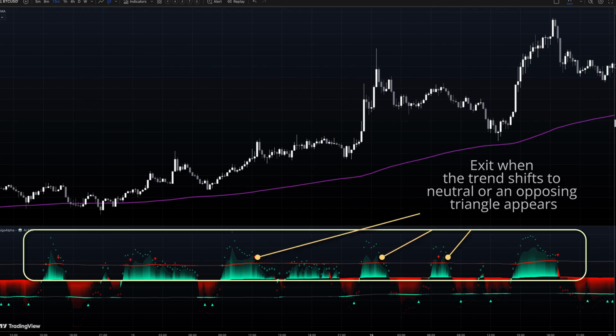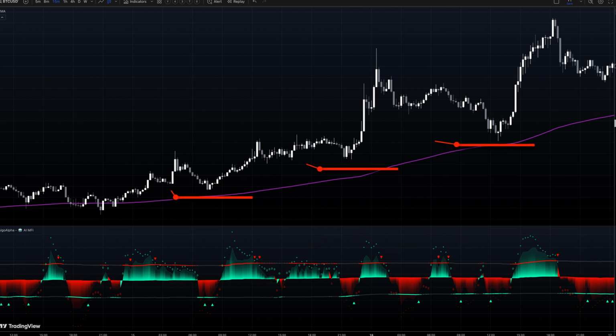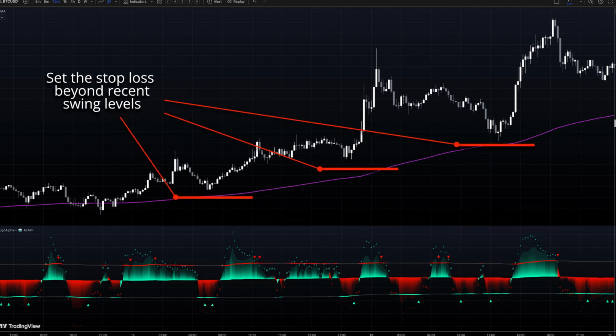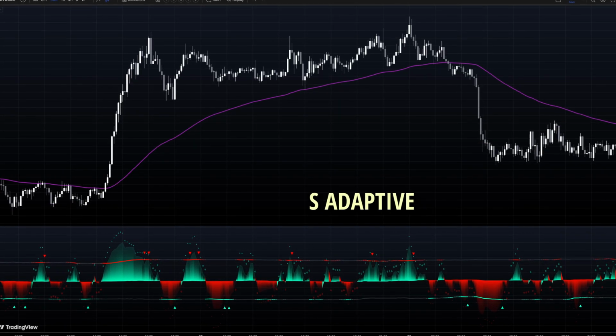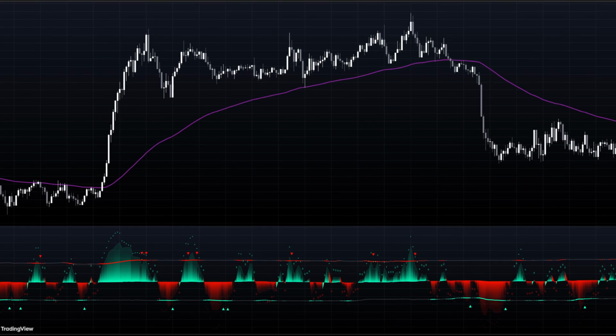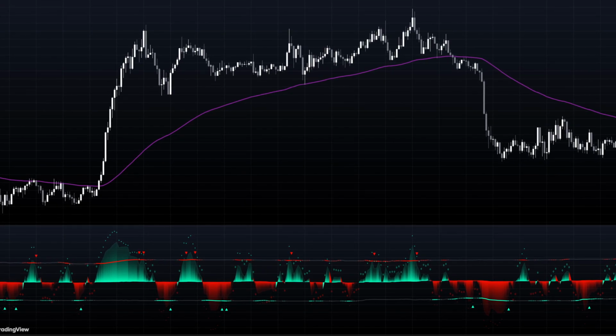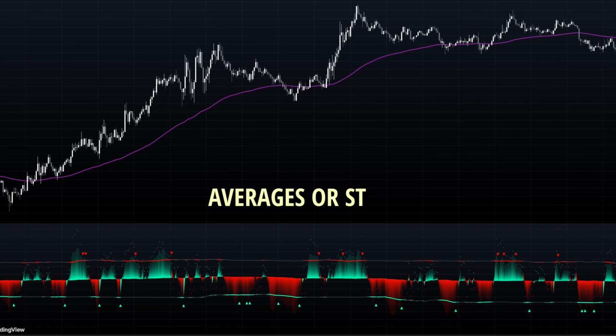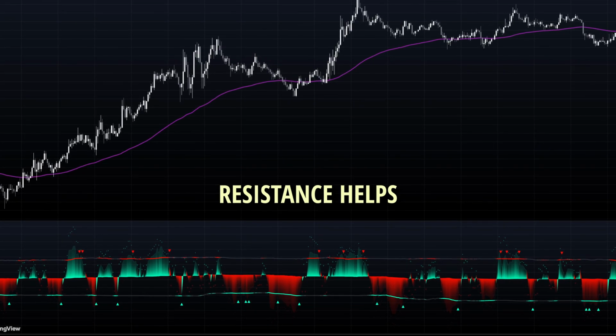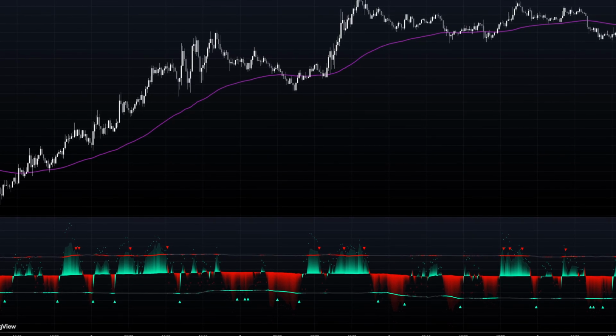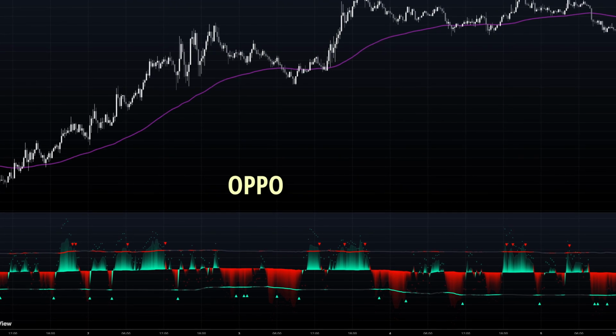For exits, the indicator provides natural points when the trend classification changes to neutral 0 from either direction. Alternatively, you can exit when an opposing triangle signal appears. Place your stop loss just beyond recent swing levels for protection. Remember that this indicator's adaptive nature means it adjusts to changing market conditions, so combining it with less responsive tools, like moving averages or static support and resistance, helps provide a more complete picture of market structure and potential trading opportunities.